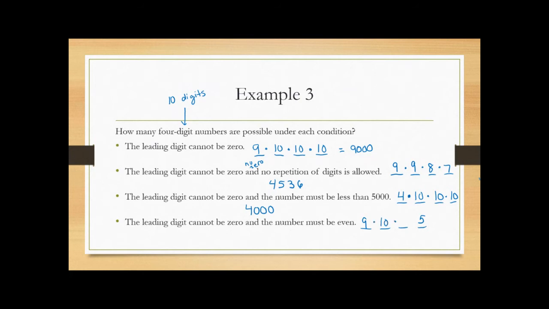So we can then plug in 10 there. So we have 9 numbers to choose from for the first spot, 10 for the second, 10 for the third, and then only 5 to choose from in the last spot. And so that gives us 9 times 10 times 10 times 5. And when you multiply that out, you get 4,500.